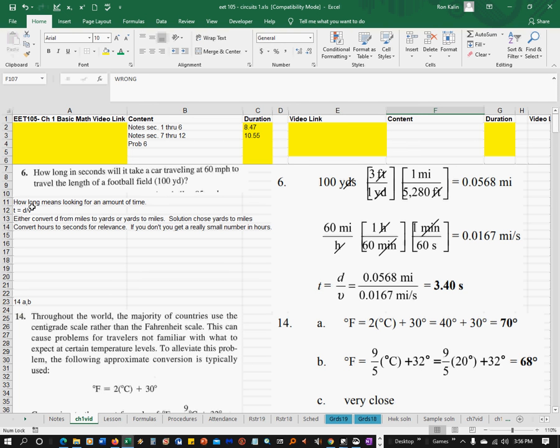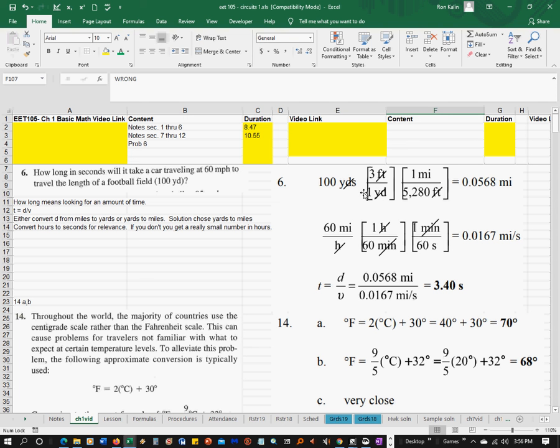So how long means you're looking for an amount of time. Time equals distance divided by velocity. So either convert the distance d from miles to yards or yards to miles. The solution chose yards to miles. So we're going to take 100 yards, 3 feet in a yard. So we're multiplying it by essentially 1 because these two values are equivalent.